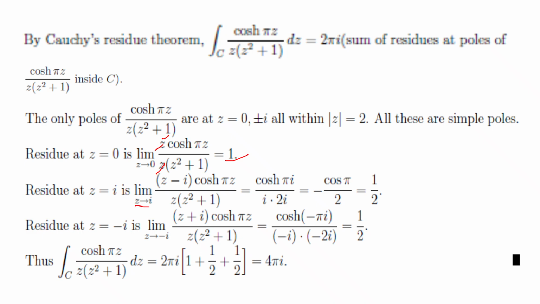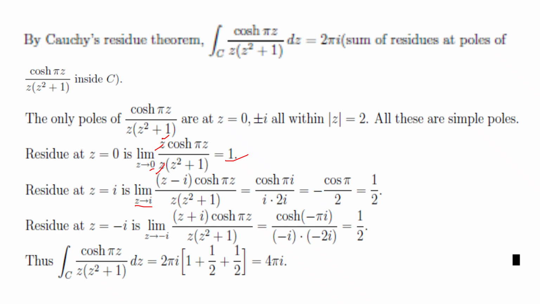Now the second pole is z = i. The formula is the same, limit z tends to z0, where z0 is i. Here z minus z0 is z minus i, times cosh(πi) in place of z, upon i into i² + 1. So i² plus 1 will give 0 in the denominator. So instead of doing that, we will multiply numerator and denominator both with z plus i.